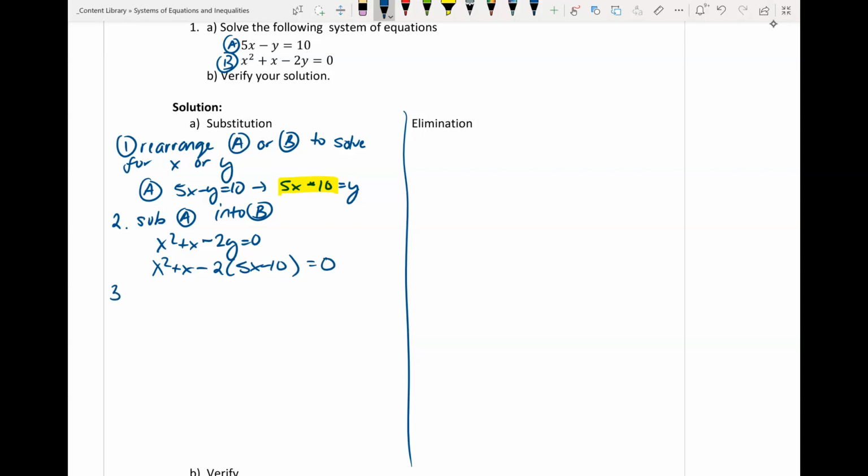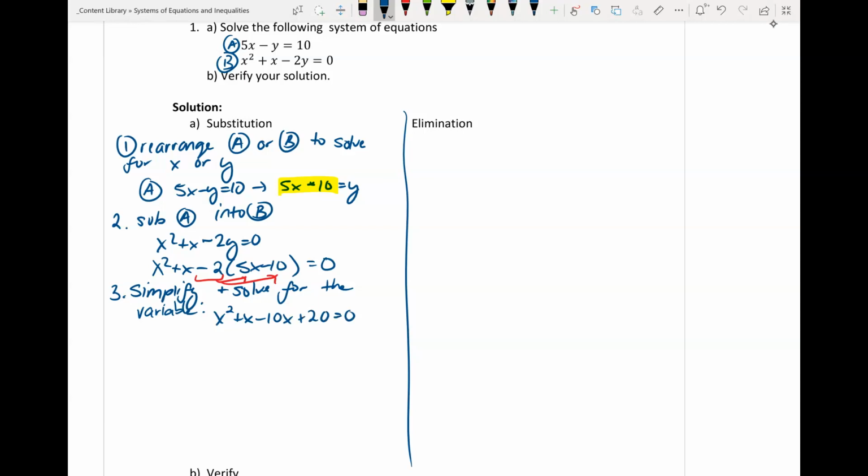Now we want to simplify and solve for the variable. In this case, it's going to be x. So once I simplify, I'm going to get x squared plus x. This negative 2 is going to go into the 5x and into the negative 10 through multiplication. So that's negative 10x plus 20.